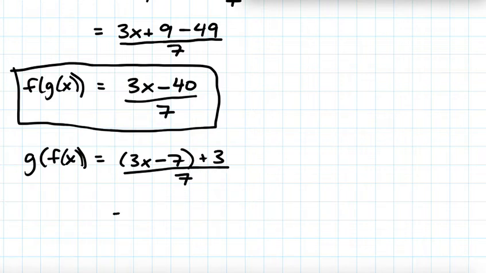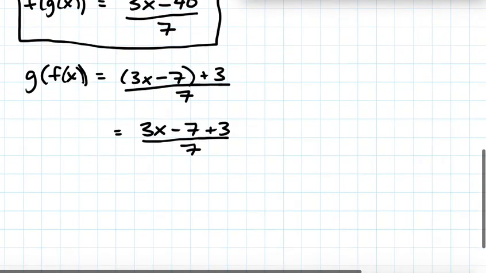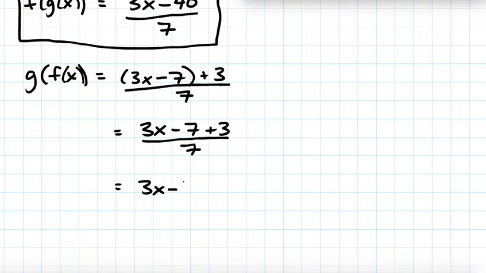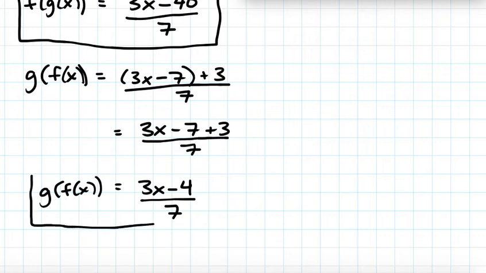So like I said, the simplifying on this one is a lot easier. All I'm going to do is combine those numbers on the top. And there's not much else that I can do with this. So that'll be 3x minus 4 divided by 7. Nothing I can factor out or cancel or anything from that. So that's g of f of x. So are these inverse functions? No, they are not.